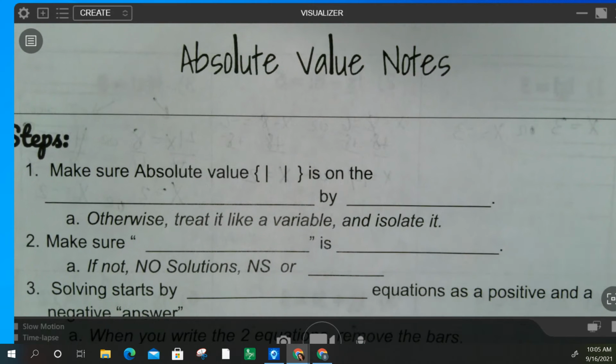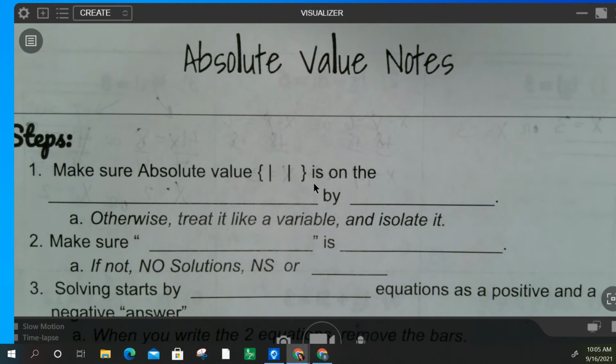All right, so here's absolute value notes that you should have a copy of. You can either type them in the document or write them on your paper. It would be easier to write them on a sheet of paper because I do not have it user-friendly for typing it in for the bottom part of this paper.